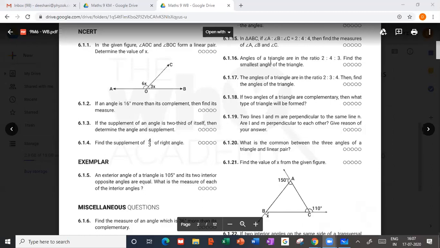So I was talking of the fourth one, that is, find the supplement of 4/3 of a right angle. Yes, Molly, you're right. Cool, that's the way to go.